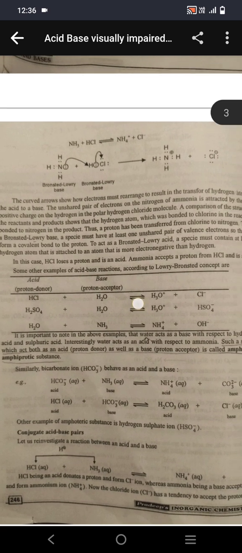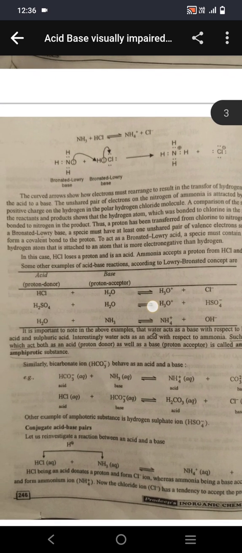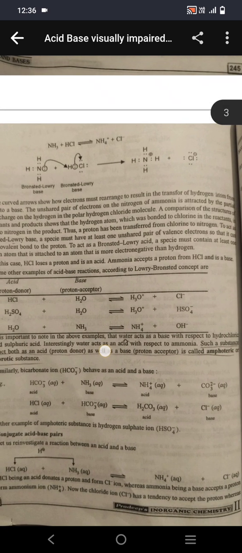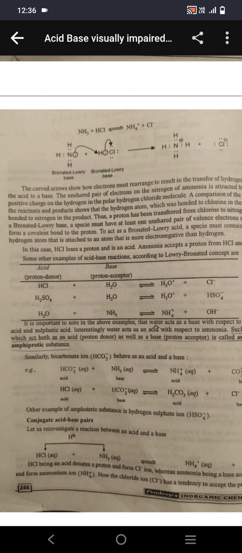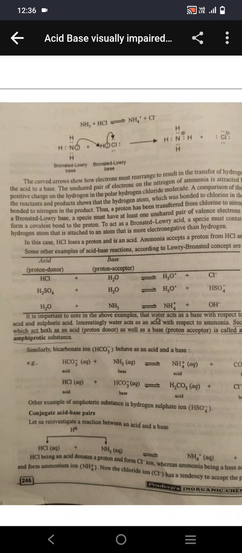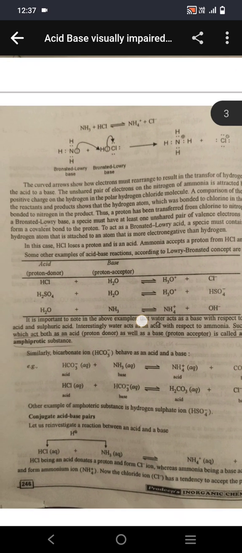The curved arrows show how electrons must rearrange to result in the transfer of a hydrogen atom from the acid to a base. The unshared pair of electrons on the nitrogen of ammonia is attracted by the partial positive charge on the hydrogen in the polar hydrogen chloride molecule. A comparison of the structure of the reactants and the products shows that the hydrogen atom which was bonded to chlorine in a reactant is now bonded to nitrogen.